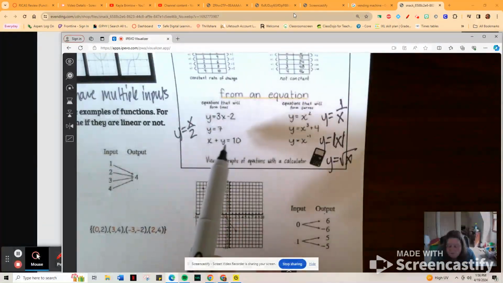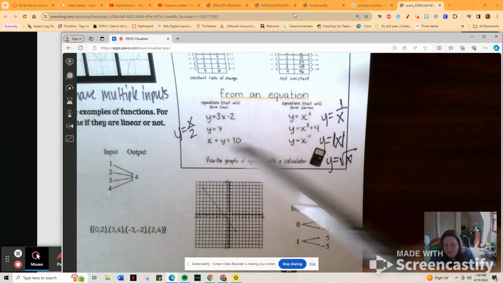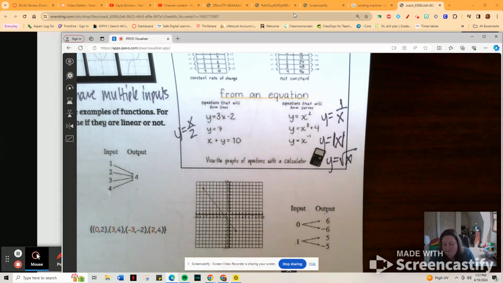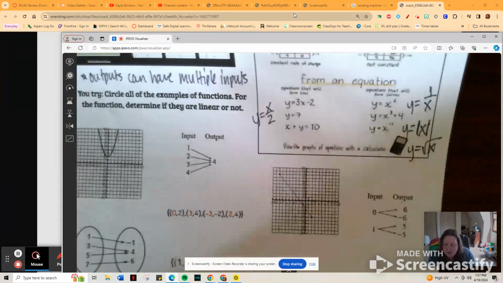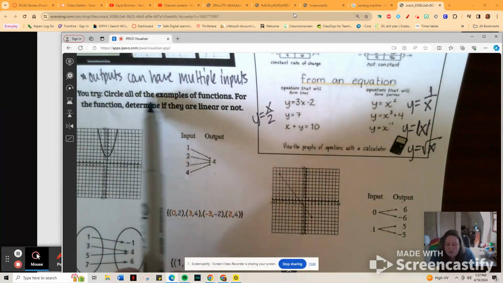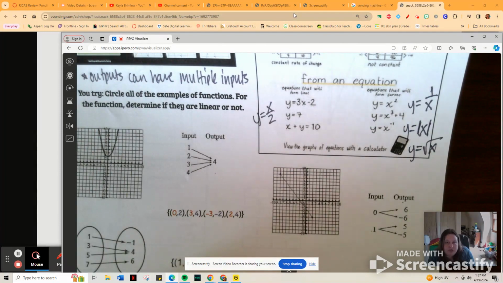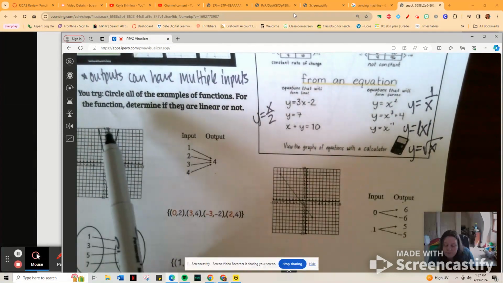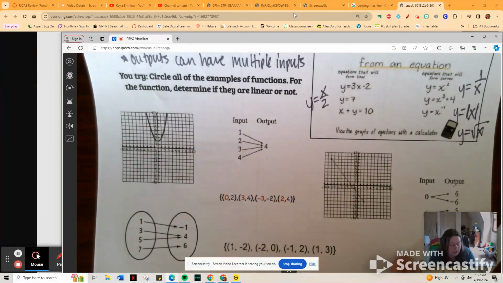Okay, so we have slope-intercept form. This last form is what we call standard form. So in these forms, it is linear. In any of these forms, it would be nonlinear. Still a function, just not linear. So in these examples below, we're going to circle the functions. It doesn't matter if it's linear or not, just circling the functions. And then we're going to determine if it is a function, if it's linear or not.